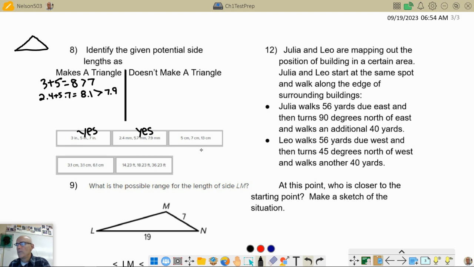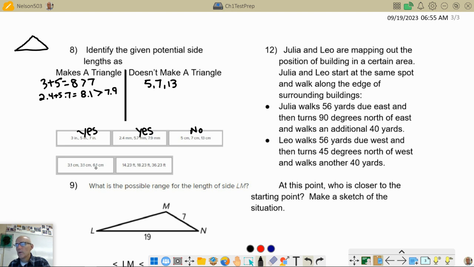All right. 5, 7, 13 is a no. I hope I didn't say 17. 5, 7, 13 is a no because when you add 5 and 7 together, you get 12. You're supposed to get greater than 13.